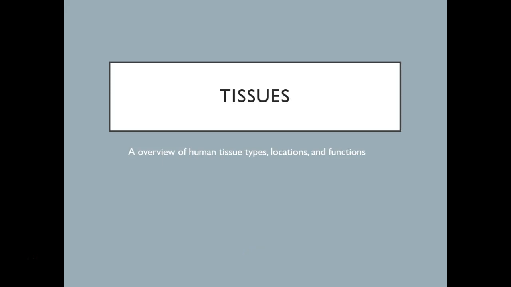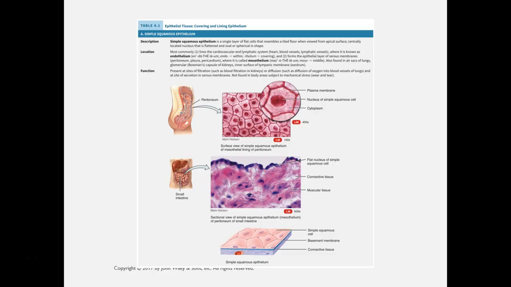So now we're going to look at some of the tissues that we've talked about in the previous videos. Remember, we looked at epithelials and connectives and muscles and nervous tissues. So let's look at some images and talk a little bit more about the characteristics of those types of tissues, as well as where they're found in the body and some basics on their function. So we'll begin with simple squamous epithelial.